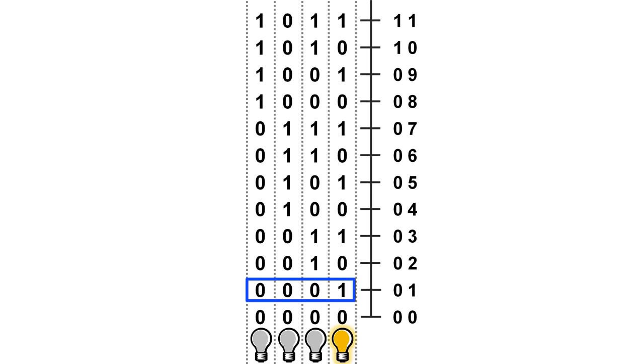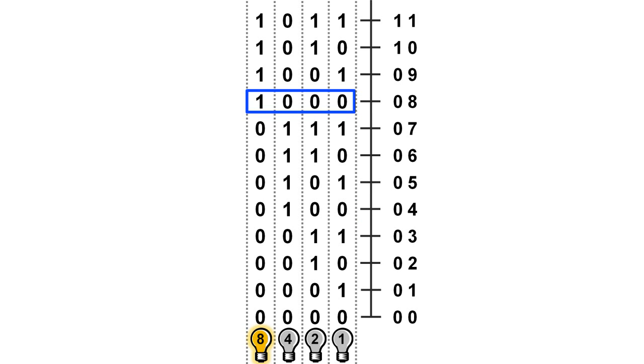For instance, 1 in binary is also 1 in decimal, so we'll write that on that light bulb. 1 0 in binary is 2 in decimal. 1 0 0 in binary is 4 in decimal. And 1 0 0 0 in binary is 8 in decimal.